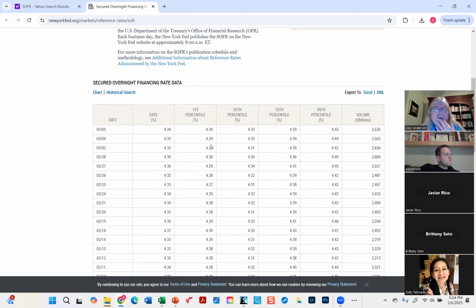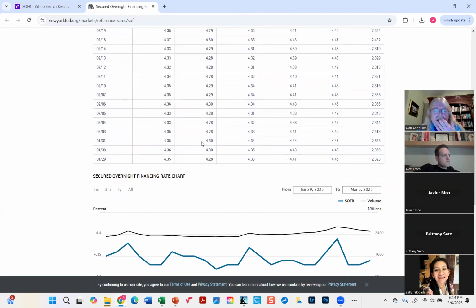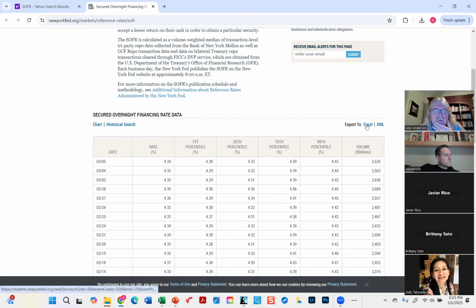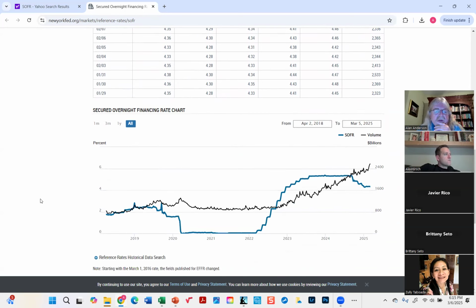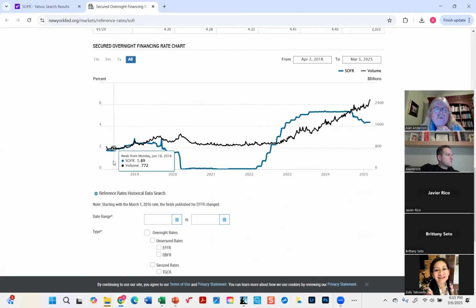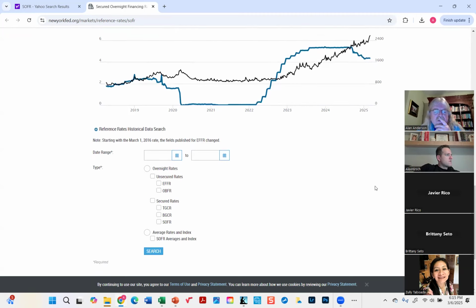So here it is. At the moment, it is 4.34% on an annual basis. If you want, you can download all these numbers to Excel, but it's only been around for a fairly short time. Let's see how far back it goes. Oh, it's more than I thought. About 5 years they've had this now. But it's only been the last few years that we had to use it instead of LIBOR.